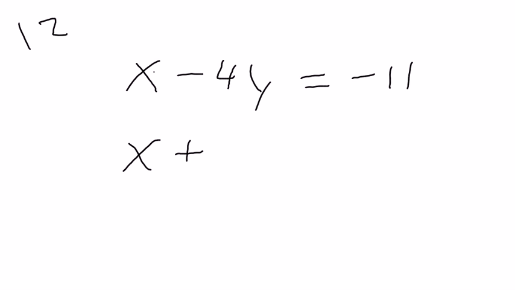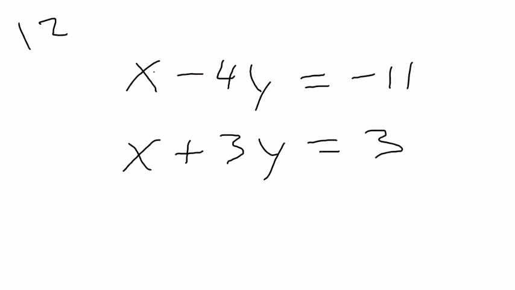All right, class, I thought I'd put a couple of these even ones on here. The first one is number 12, x minus 4y equals negative 11, and x plus 3y equals 3.